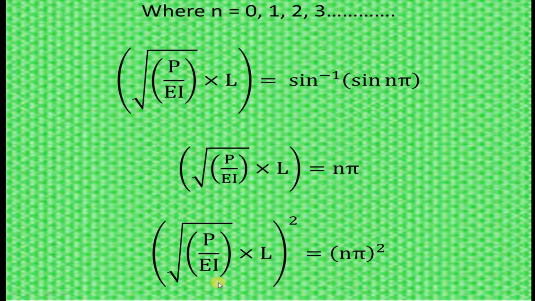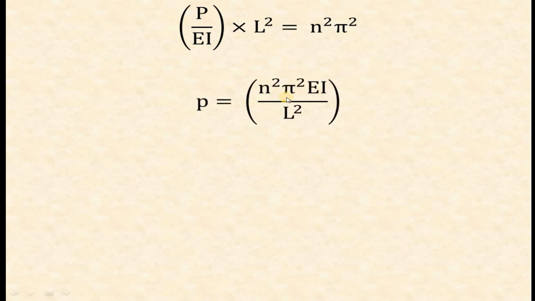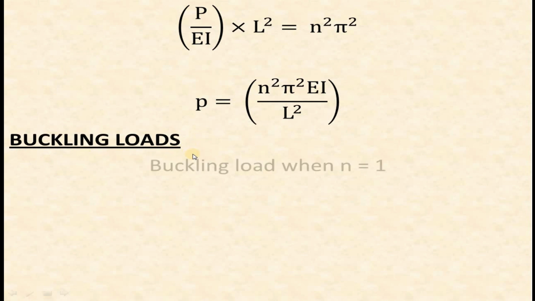So here square root of P by EI into L whole square is P by EI into L square, and n pi whole square is n square pi square. So the next step will be P by EI into L square is equal to n square pi square. Now I will move this EI to the numerator of RHS and bring this L square to the denominator of RHS. We get P is equal to n square pi square EI divided by L square. So this is the buckling load or critical load formula of the column which has been hinged at both the ends. Okay. Now we will analyze buckling loads according to the nodes.